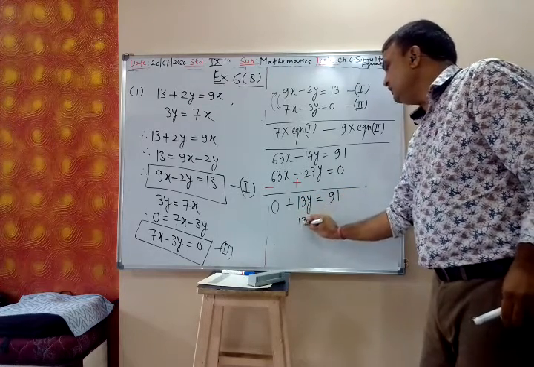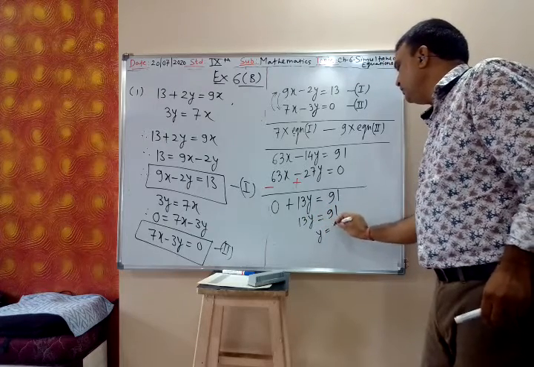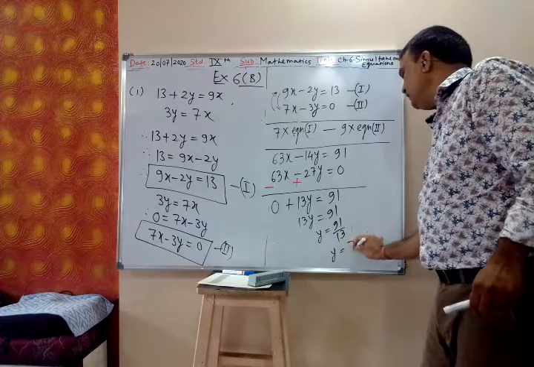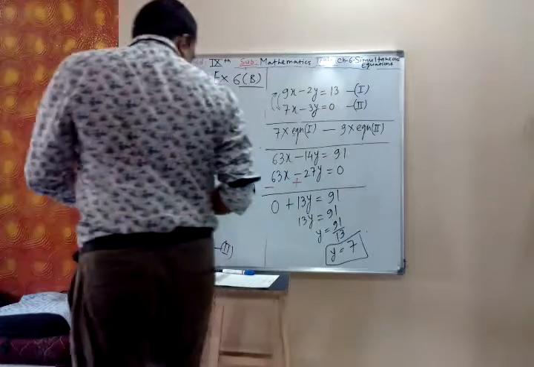So 13y is equal to 91. So y is equal to 91 upon 13. So y is equal to 7. Are you getting? y is equal to 7.